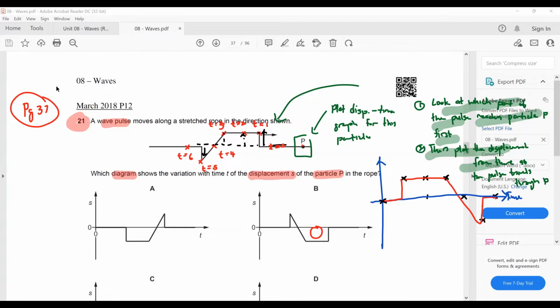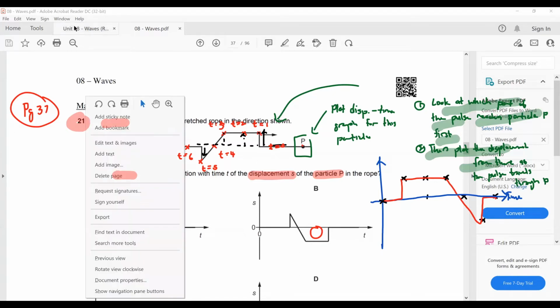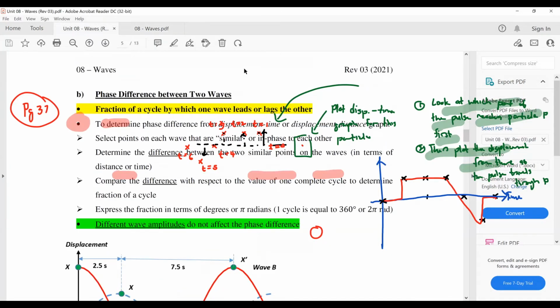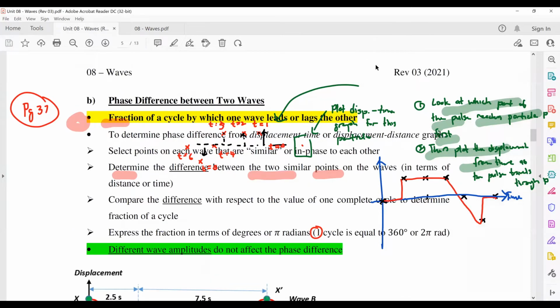Okay. All right, so I'll clear off everything here. Okay, I'll just refer back to the notes. That one will be under page 5 of the notes. All right. So the thing that we haven't done was phase difference.